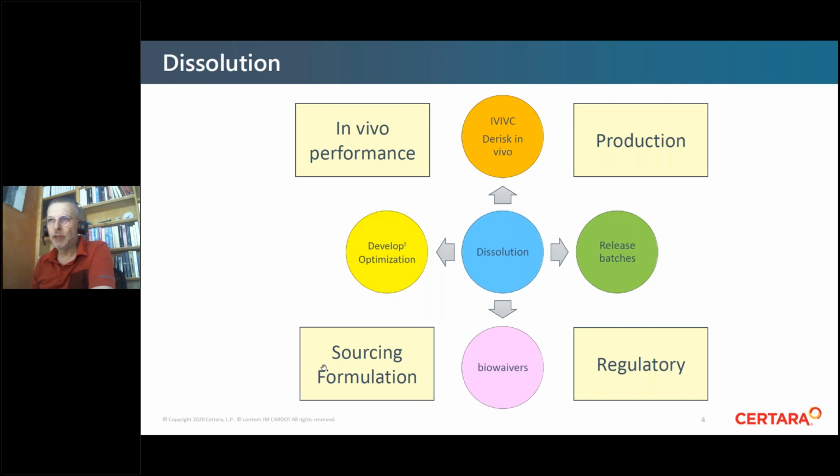And we can use dissolution, from the formulation to the in vivo performance, in the development and optimization of the formulation. And then again, we can use in vivo performance and production when we are going to use IV-IVC, either to optimize the formulation and/or to predict the in vivo performance. In all those cases, we are going to use dissolution and dissolution curves.